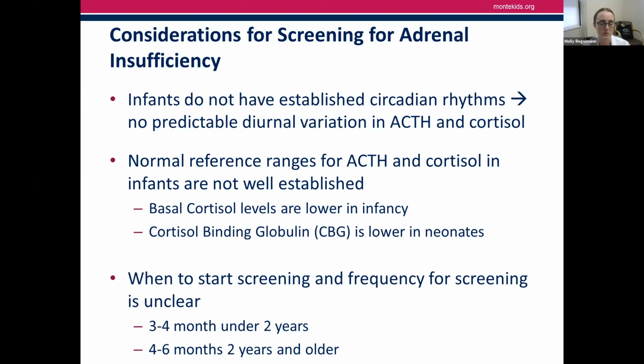The other problems with ACTH and cortisol are that the reference ranges in infancy are not well established. Babies tend to have low levels of the protein that binds cortisol. In addition, babies are not particularly stressed, and so they tend to have low levels of cortisol. They're not like us adults who are worrying about everything all day long. They just kind of chill, and their cortisol levels are a little lower.